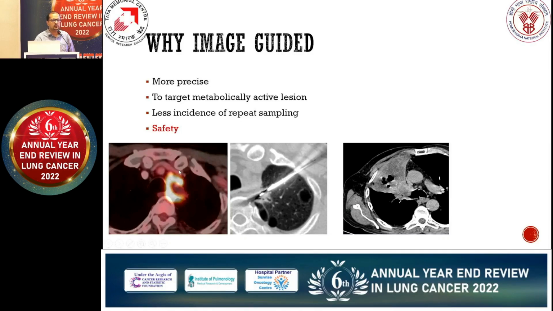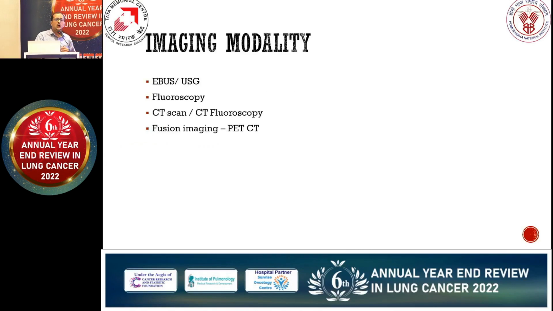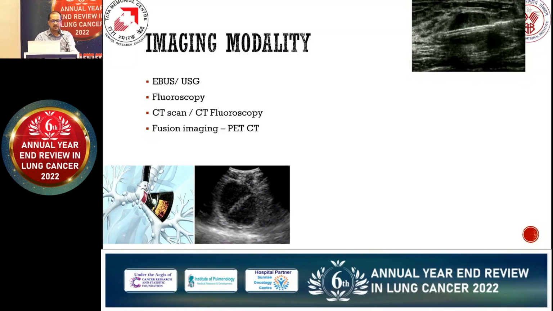We can target particularly the metabolically active area, and thus there is less need to repeat, so there is less incidence of repeat sampling, and it is safe because we do it directly under vision. Whenever we see a vessel, we go either above the vessel or below the vessel, and thus complications are minimized. So imaging modalities are ultrasound or EBUS guided biopsy, fluoroscopy guided biopsy, and CT scan guided biopsy.